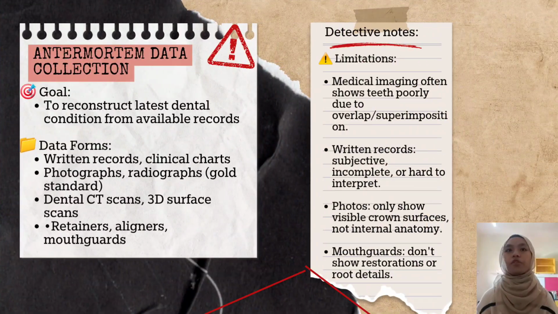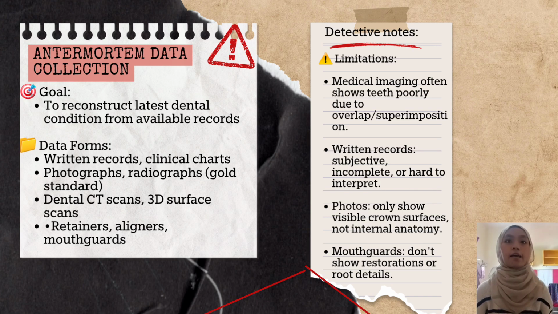Hello, my name is Nurul Akila binti Omar, and now I'll be presenting the purpose and forms of antemortem data. Let's begin with the purpose of collecting antemortem data. The main goal is to reconstruct the individual's most recent dental condition using available records. These records may include written charts, photographs, radiographs, CT scans, and even 3D surface scans of the dentition. In some cases, retainers, aligners, or mouth guards can also provide useful information about tooth presence and alignment.